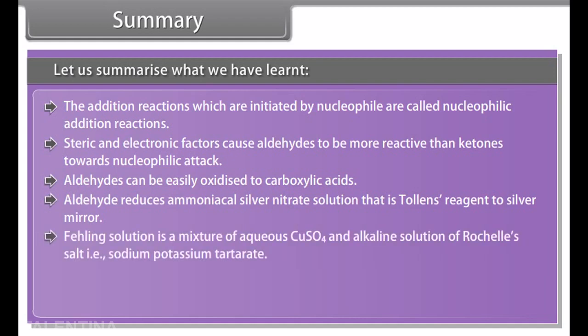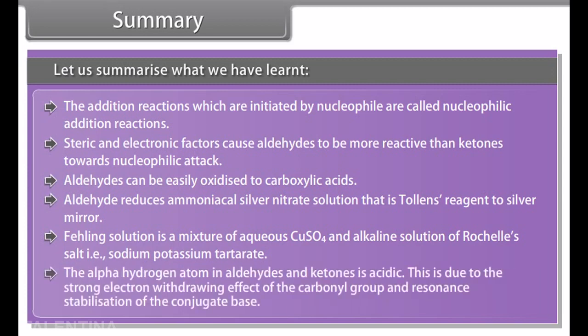Fehling solution is a mixture of aqueous copper sulfate and alkaline solution of Rochelle's salt, that is sodium potassium tartrate. The alpha hydrogen atom in aldehydes and ketones is acidic. This is due to the strong electron withdrawing effect of the carbonyl group and resonance stabilization of the conjugate base.